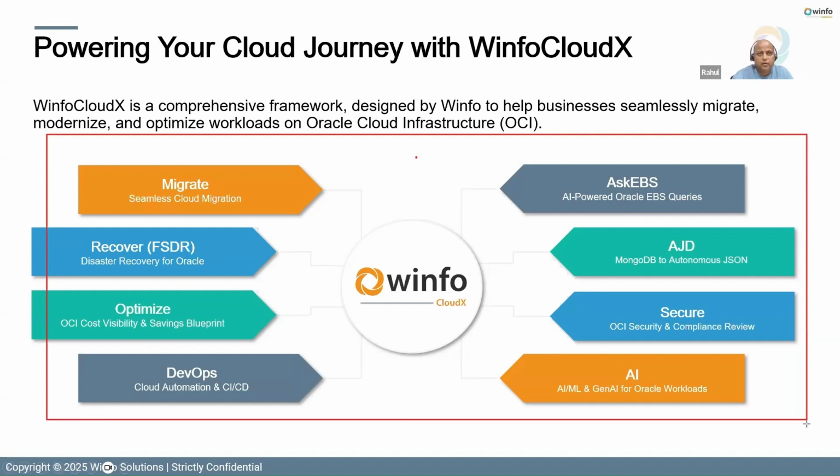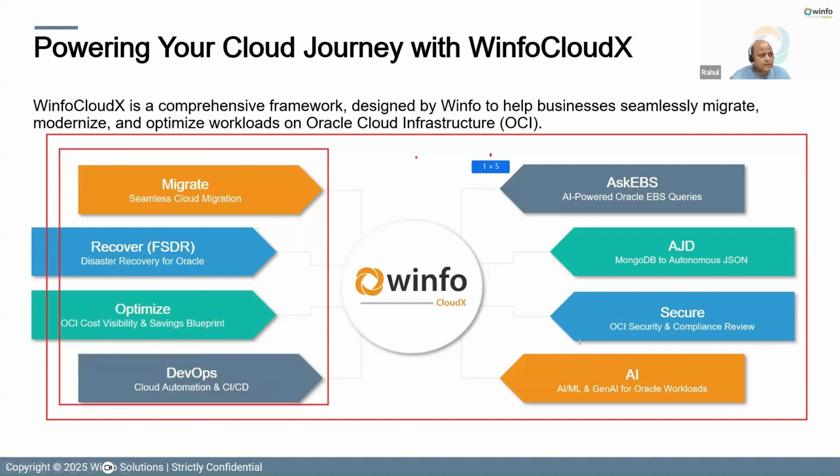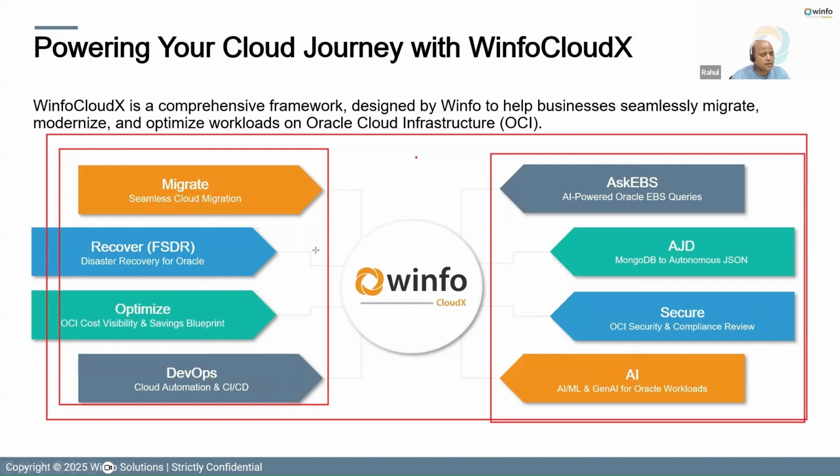We have a total of 8 offerings, and these offerings are divided into two parts, the left hand side and the right hand side. The left hand side offerings are related to engineering and infrastructure workloads, where we have Migrate. With Migrate, we talk about any kind of cloud migration, whether it's cloud to cloud, on premises to cloud, Oracle to AWS, or AWS to Oracle. Any kind of migration, we support here.